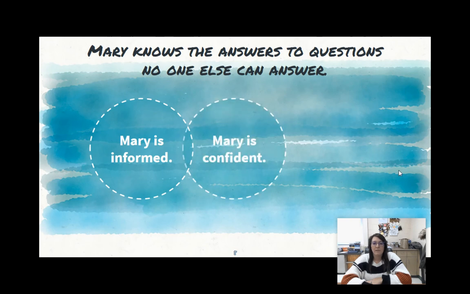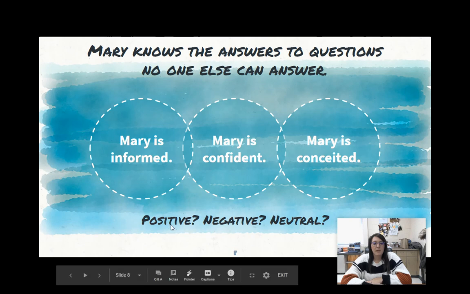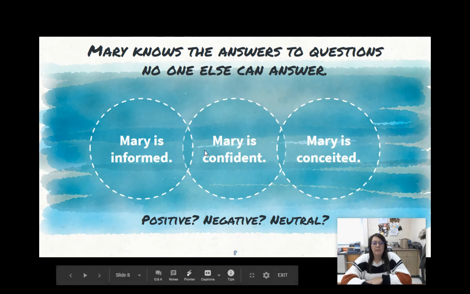Mary is confident. Or Mary is conceited. Three different words describing Mary in this statement here. But as you can see, one has a positive connotation, one has a negative connotation, and one has a more neutral connotation. Mary is confident is positive.